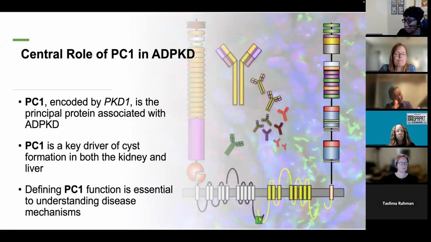But PKD1 is very important. It is encoded by PKD1, the most common gene mutated in PKD, and so it is the principal protein associated with PKD. And PKD1 is the key driver of cyst formation in both the kidney and liver in PKD, and liver disease as well. So PKD1 has a role not only in PKD, but also in liver disease. Therefore, defining PKD1, PC1 function is really essential to understand disease mechanisms. So we are focused on PKD1.